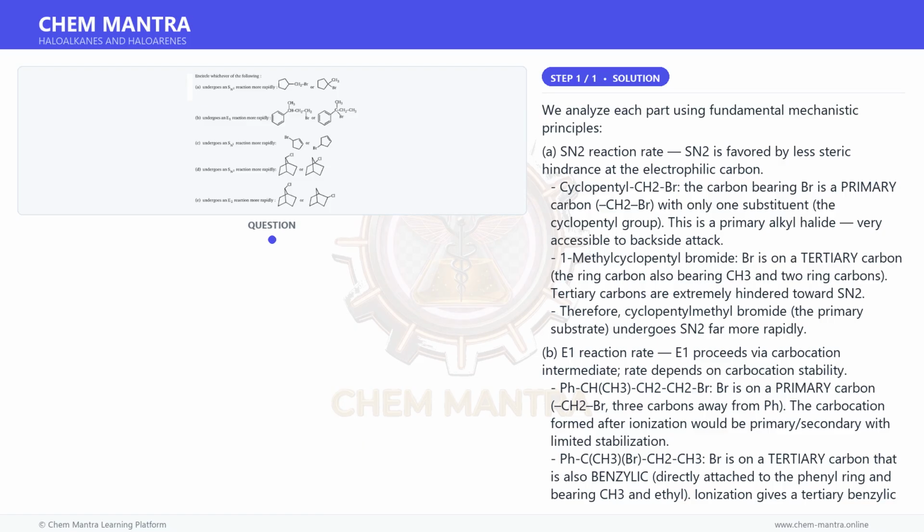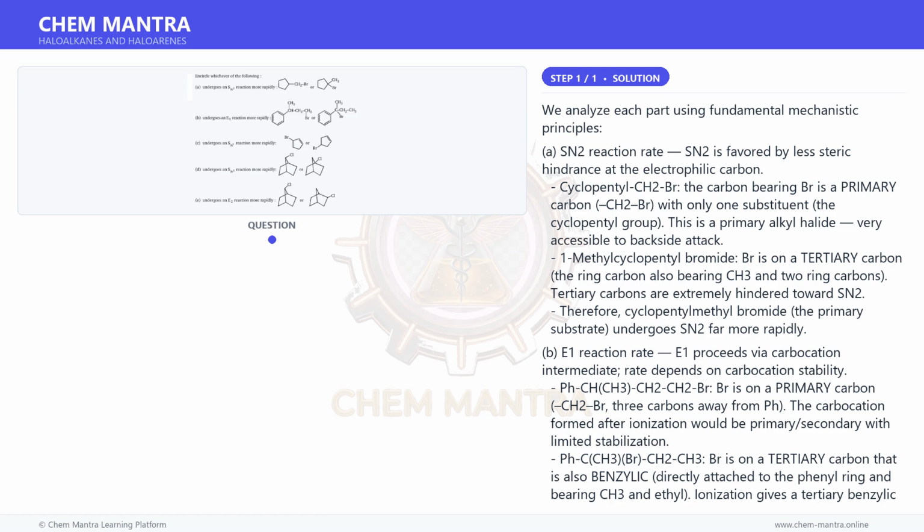B. E1 reaction rate. E1 proceeds via a carbocation intermediate. Rate depends on carbocation stability. PhCH2CH2CH2Br: Br is on a primary carbon, CH2Br, 3 carbons away from Ph. The carbocation formed after ionization would be primary with limited stabilization.